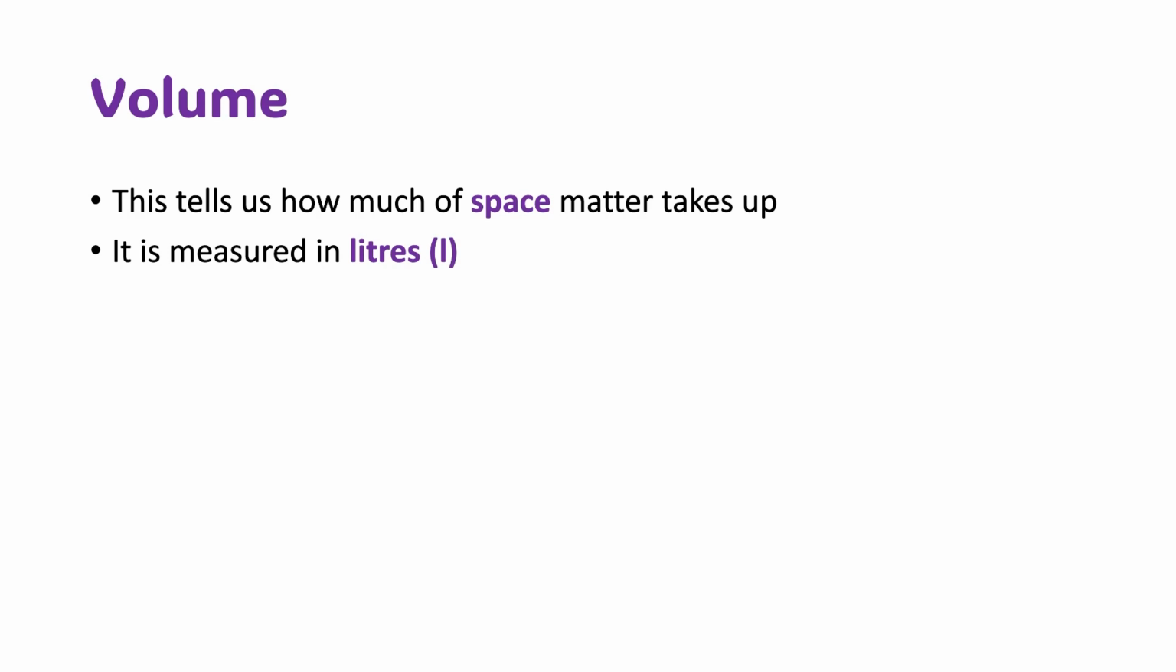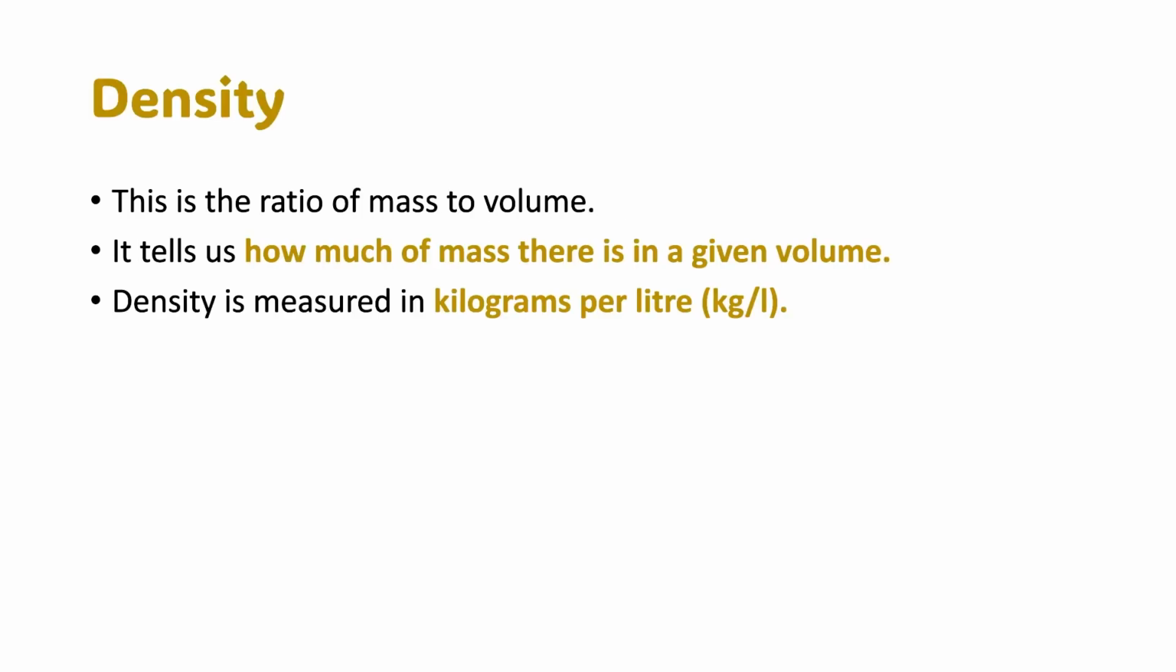What is volume? Volume tells us how much space the atoms or matter take up. It is measured in liters or centimeters cubed. From the section on phase change, you might recall that gases usually take up more space than solids and liquids. Now, for our final term, density. Density has to do with the relationship between mass and volume. It tells us how many atoms there are in a given space. For this reason, it is measured in kilograms per liter.